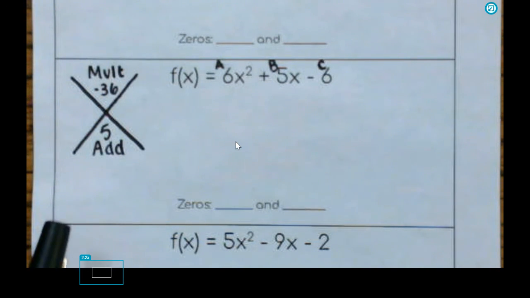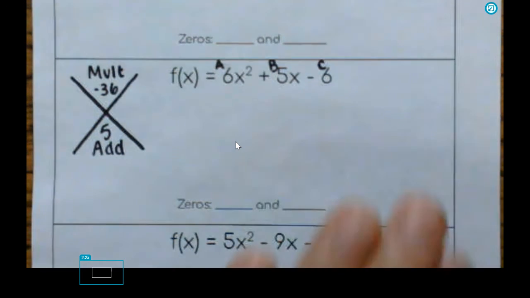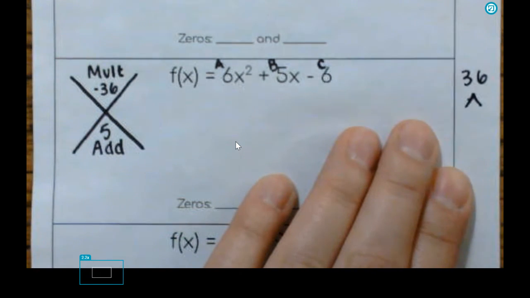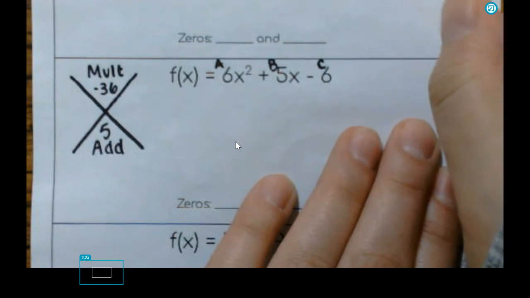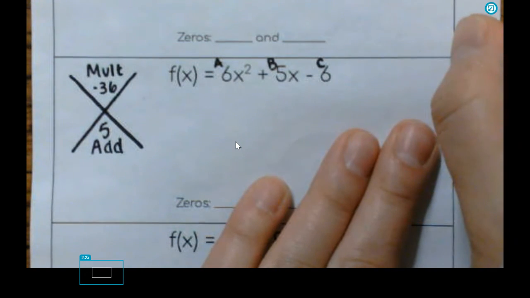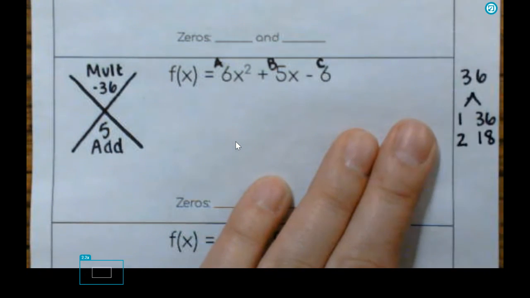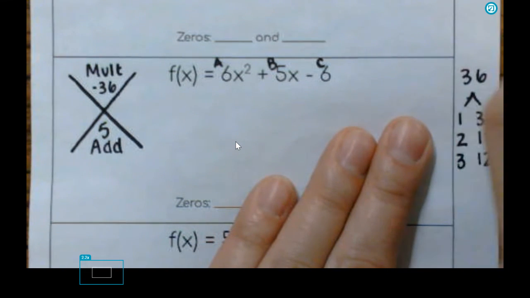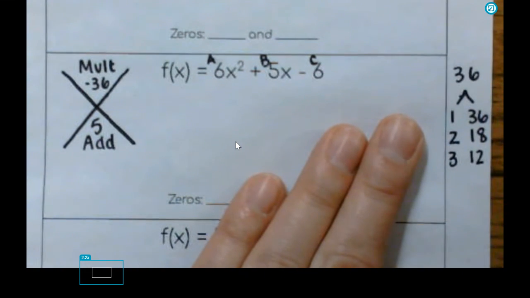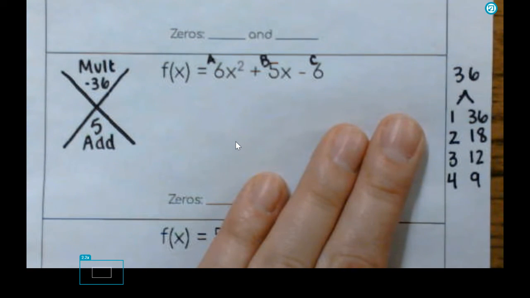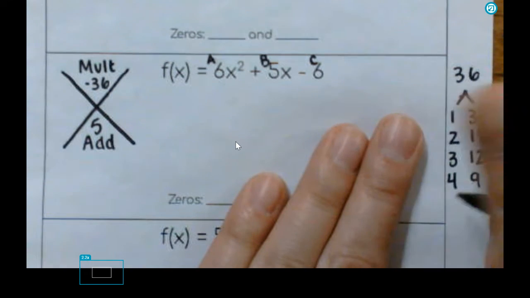Whenever I print these and then I cut them in half, the margins always get weird. So I'm going to write my factors over here. Write them wherever you've got space for them. My factors of 36, there's a lot of them, are 1 and 36, 2 and 18, 3 and 12, 4 and 9, 5 doesn't work because I know it has to end in a 5 or a 0 for 5 to work, and then 6 and 6.